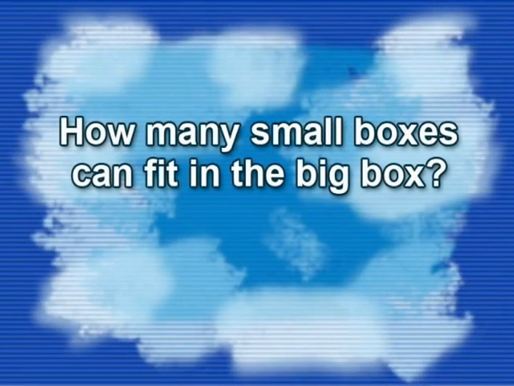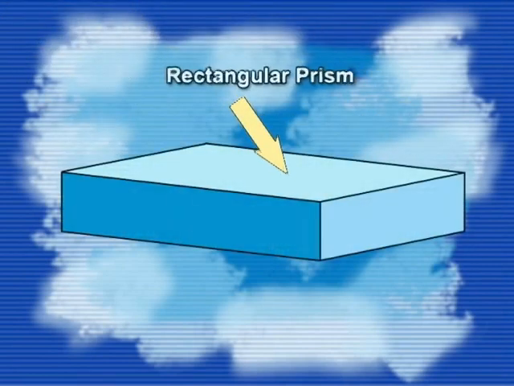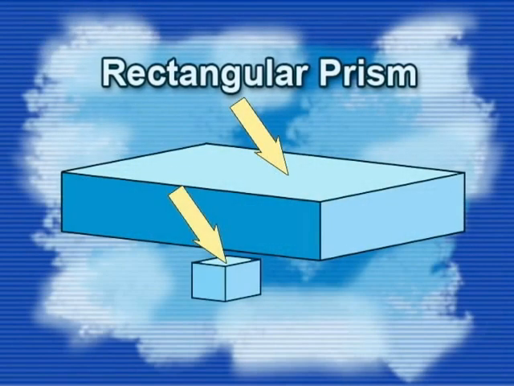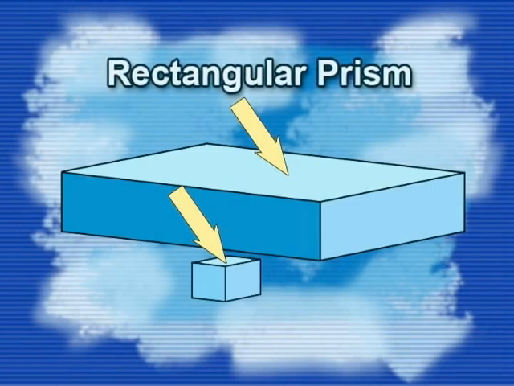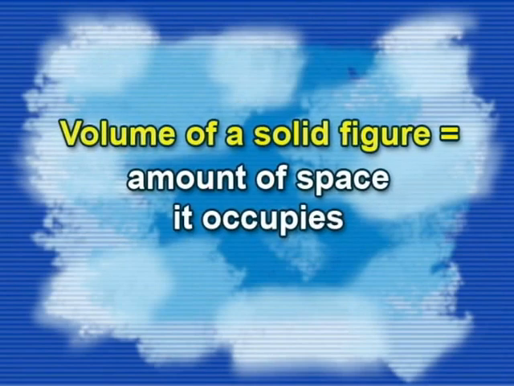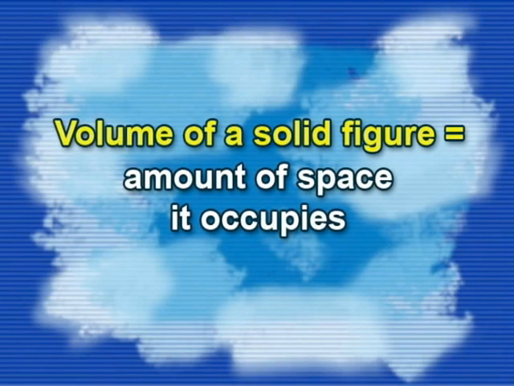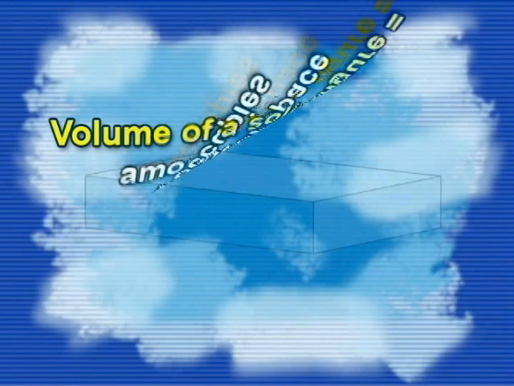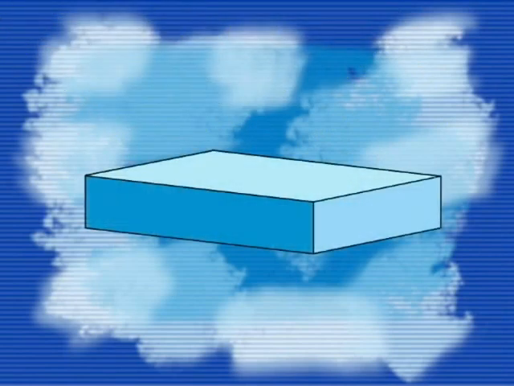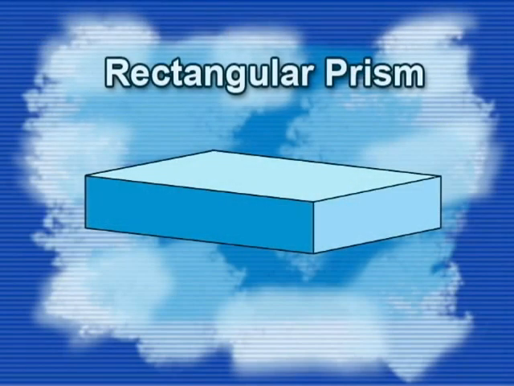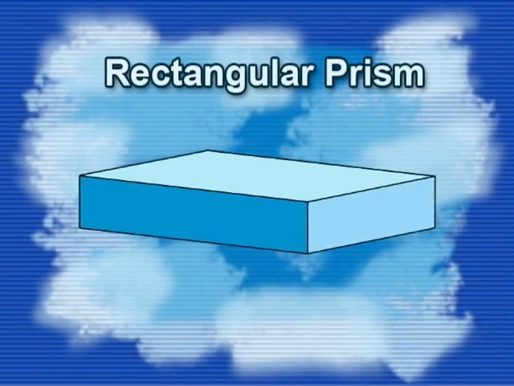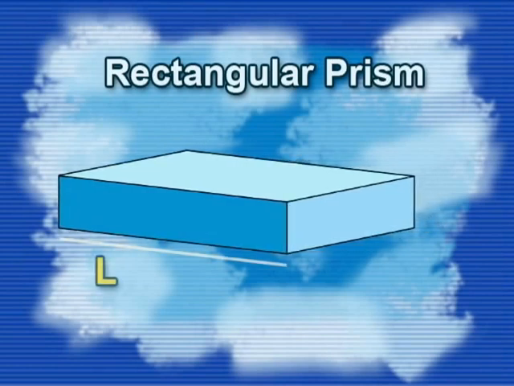To answer this question, you have to know the volume of a rectangular prism. The big box and the small boxes are examples of objects that have the shape of a rectangular prism. The volume of a solid figure is the amount of space it occupies. Like all solid figures, a rectangular prism has 3 dimensions. These are the length, width, and the height.